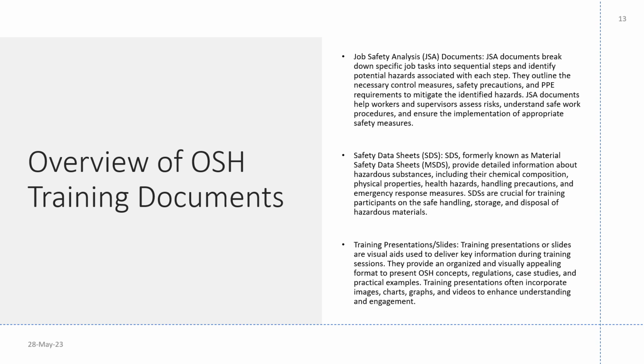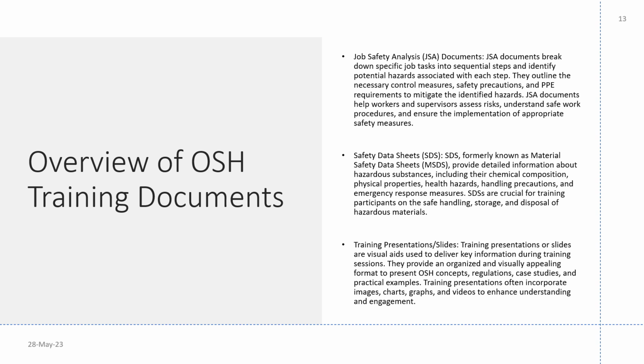JSA, the Job Safety Analysis document, breaks down specific job tasks into sequential steps and identifies the hazards associated with each step. JSA documents help workers and supervisors assess risks and understand how to conduct safe work. The Safety Data Sheet, SDS, formerly known as the Material Safety Data Sheet, provides detailed information about certain hazardous substances and chemical compositions. In other words, SDSs are crucial for training participants on how to handle, store and dispose of certain types of hazardous materials.